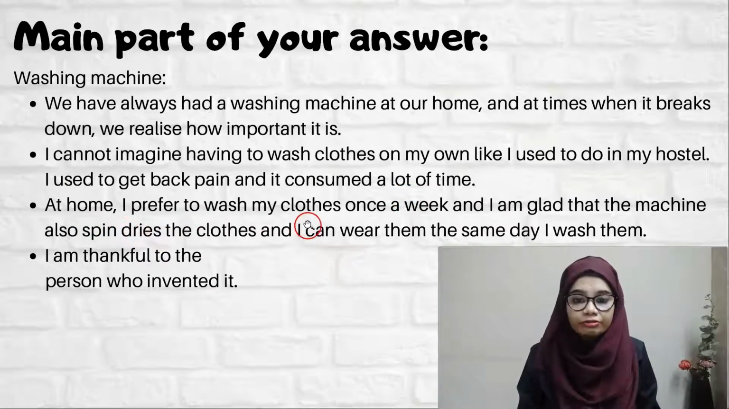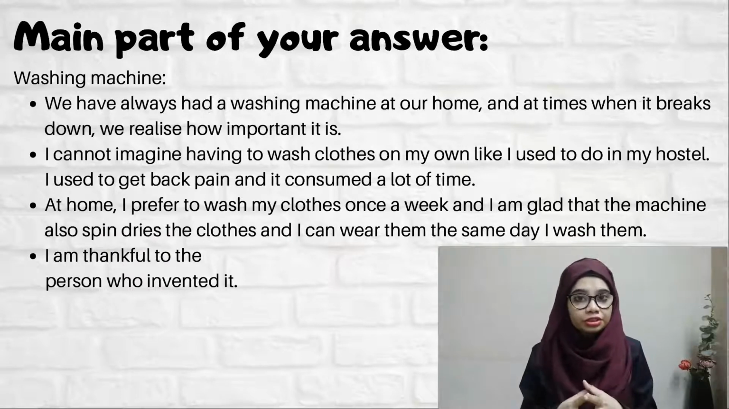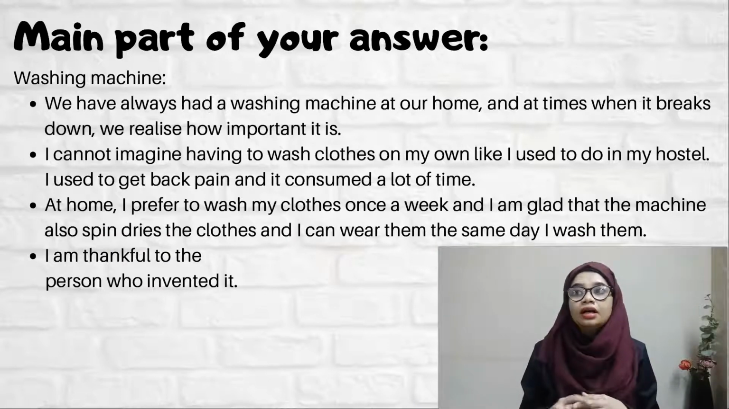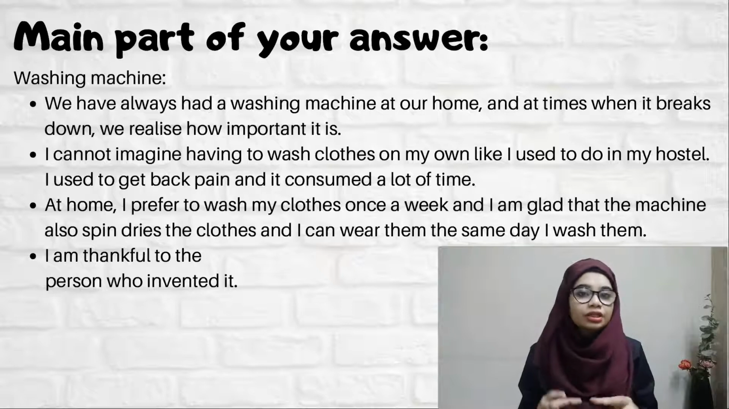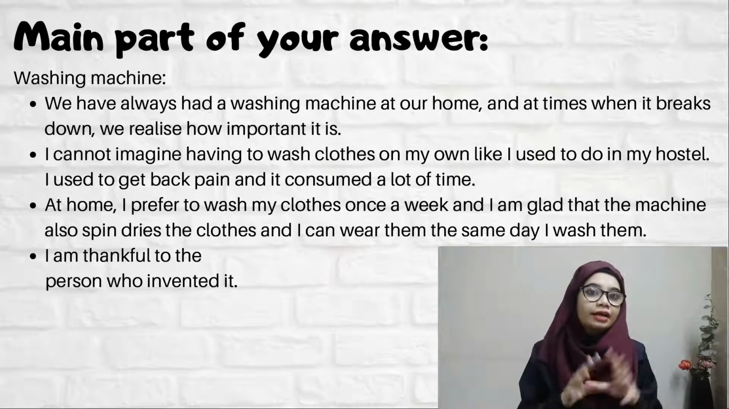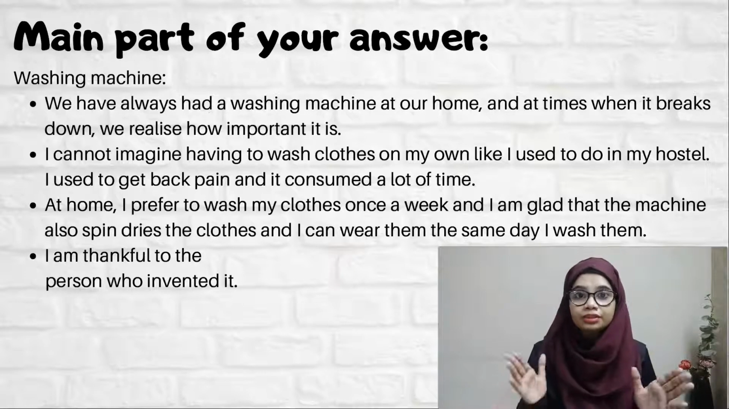At home, I prefer to wash my clothes once a week, and I am glad that the machine also spin dries the clothes and I can wear them the same day I wash them. So you can talk about the different functions of your washing machine. It also rinses the clothes, it spin dries them so that they are not very wet when you take them out. So you can just take them out and hang them in the air for a while, and then you can wear the same clothes on the same day.